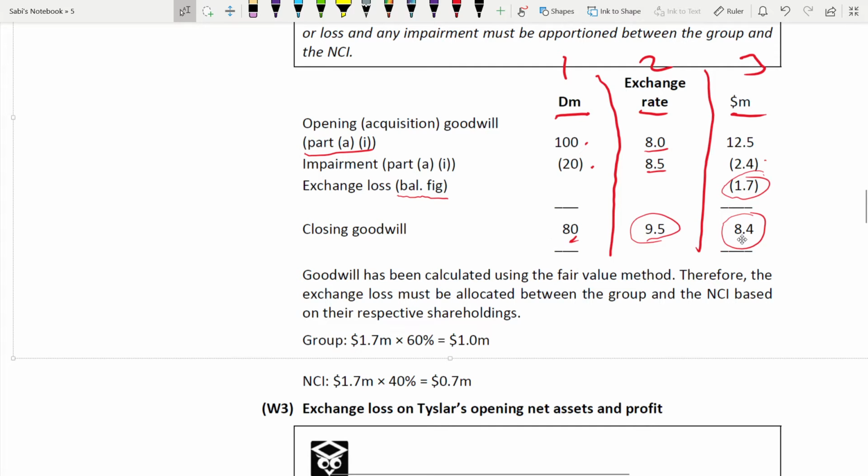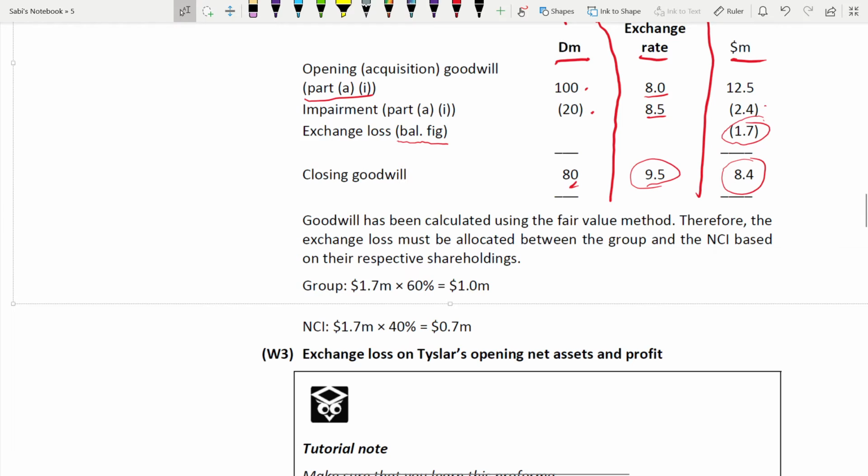Horizontally, when you are taking it across, it is 8.4, but when you are taking it downwards, 12.5 minus 2.4, the goodwill is coming 10.1, right, but here it is 8.4, that means it should come even less. So 10.1 minus 8.4, the difference is 1.7. That's why it's a loss, exchange loss, because closing goodwill is even lower than that. If you write a loss over here, you deduct the loss, you can bring this figure to 8.4, from 10.1 minus 1.7 is 8.4. Therefore this exchange loss is 1.7. So I hope you are understanding now.